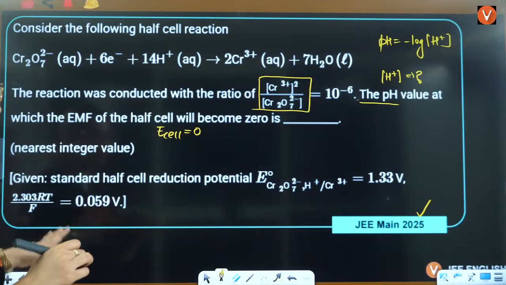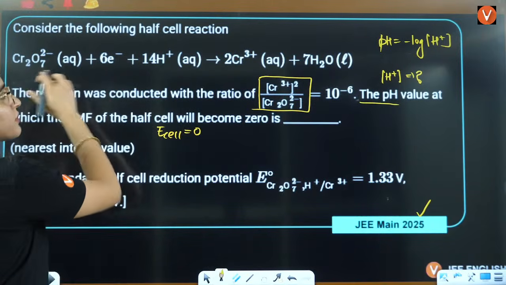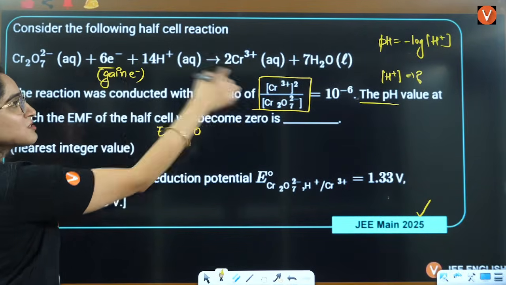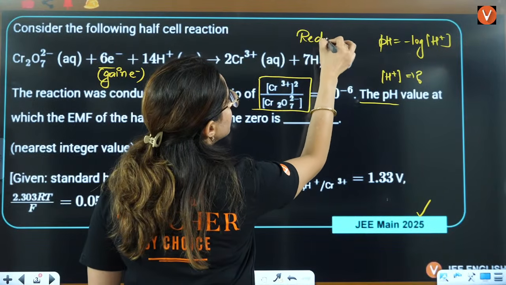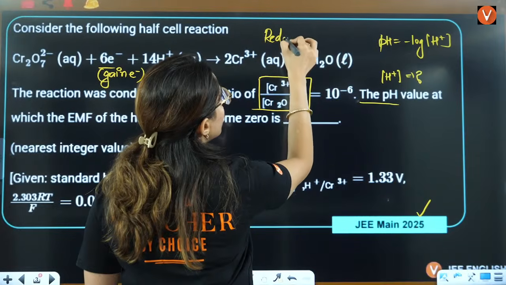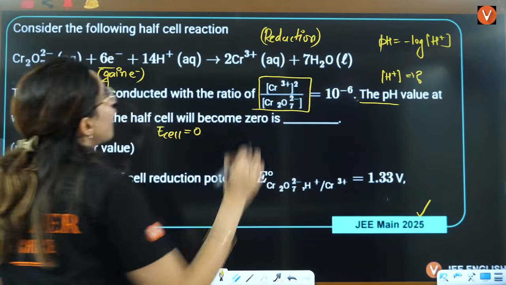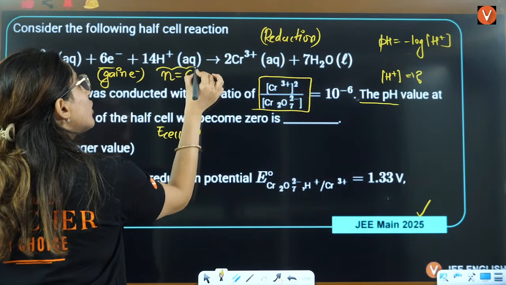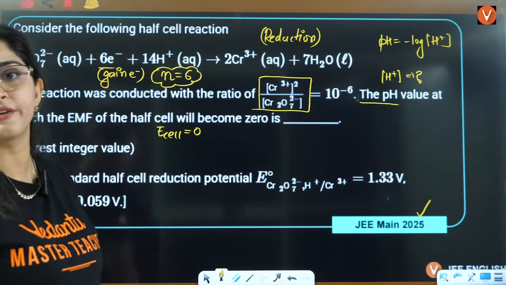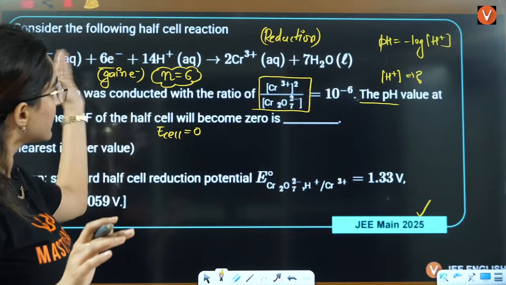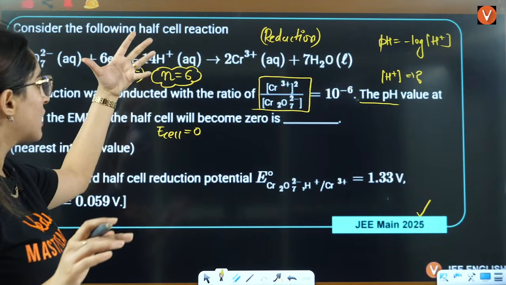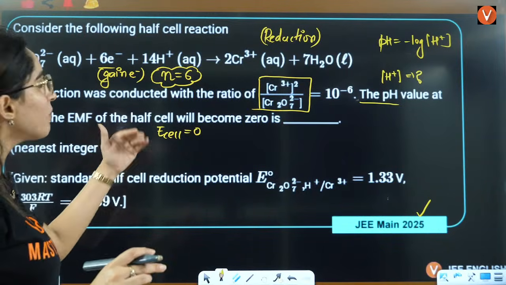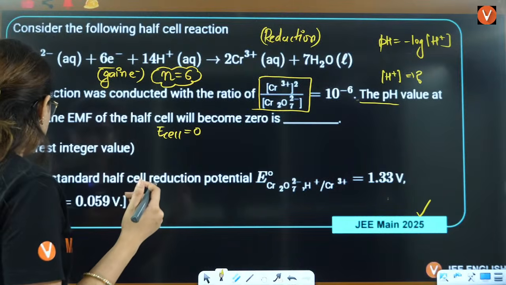Okay. Now, the E naught value is also given for this reduction, because here gain of electrons is happening. Gain of electrons means this particular reaction is only a reduction reaction. How many electrons are you gaining here? 6 electrons. There is no oxidation. This is not a redox reaction, just a reduction reaction. 6 electrons we are gaining here. Because E cell is given to be 0, you can put the Nernst equation here, and from that you can answer this. Let's see how.